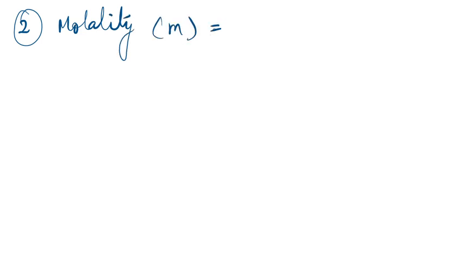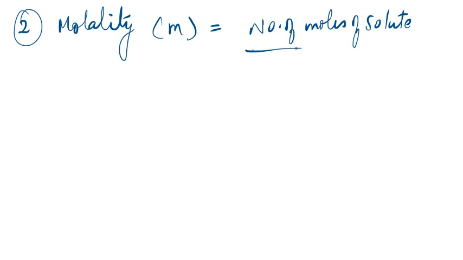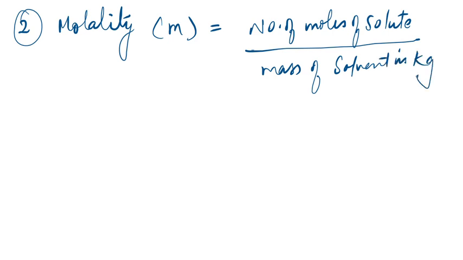So the next concentration term, second, is molality. Molality is small m. It is again equal to the number of moles of solute, but here we take the mass of solvent in kilogram. So here mass is taken, that too in kilogram, but if mass is given in gram, we can convert it into kilogram easily.